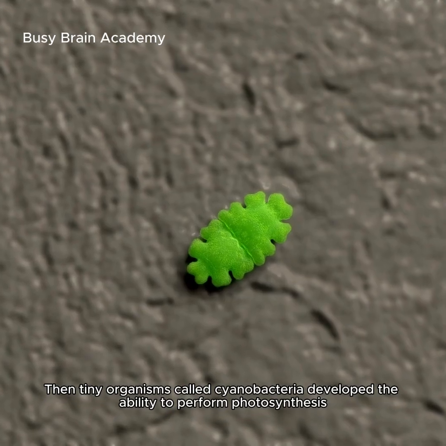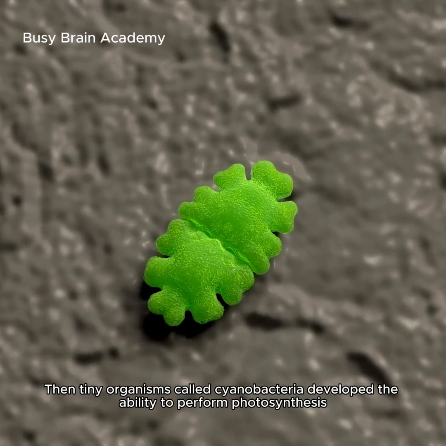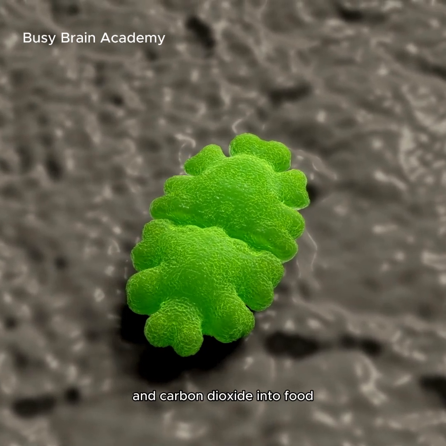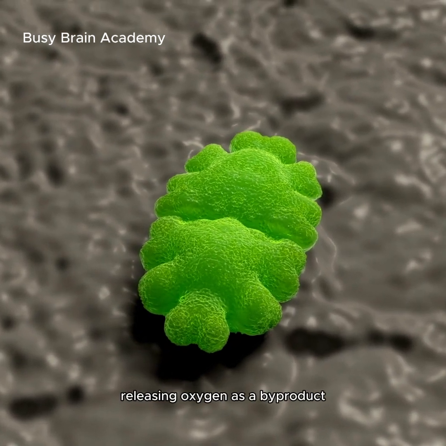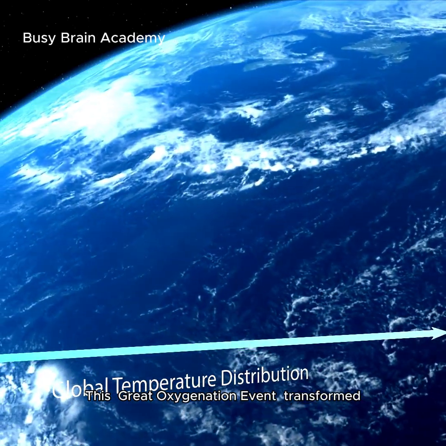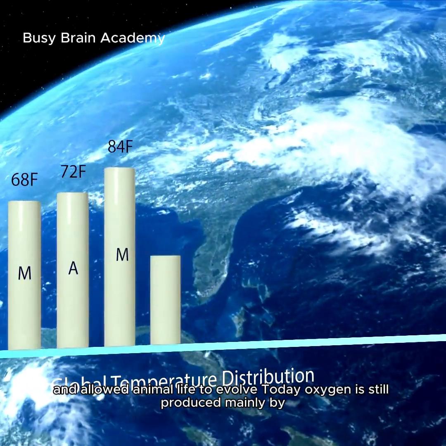Then tiny organisms called cyanobacteria developed the ability to perform photosynthesis, using sunlight to turn water and carbon dioxide into food, releasing oxygen as a byproduct. This great oxygenation event transformed Earth's atmosphere and allowed animal life to evolve.